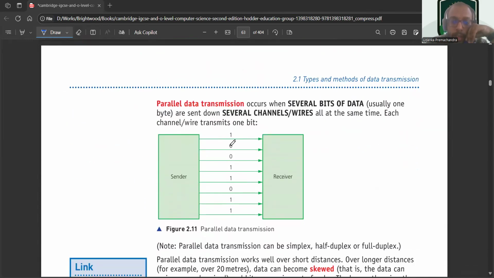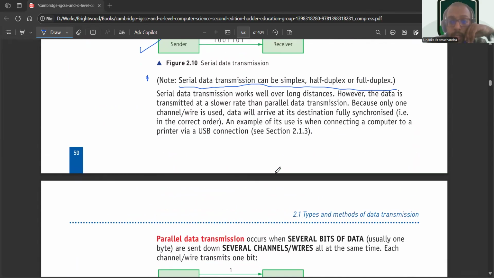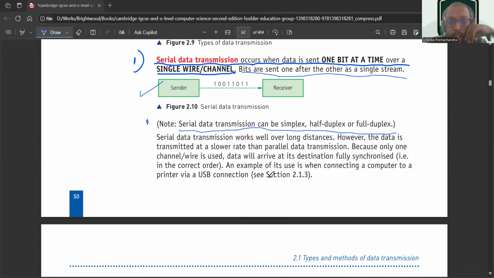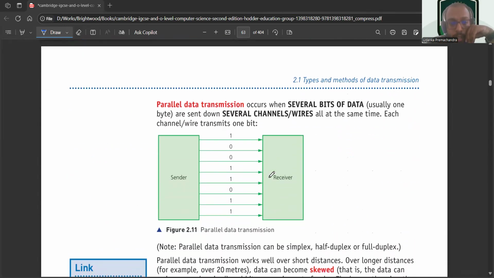Look at the parallel. Parallel data transmission can share a lot of bits at one time. So compared with this one, it is very effective. Okay, write down the second one, parallel data transmission. You can see it in the picture.